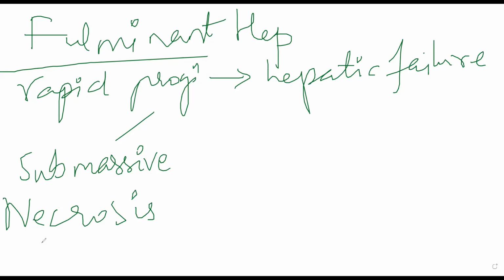Submassive necrosis occurs over a period of around 3 months. So within 3 months, if you are not able to control the patient's condition, the patient is likely to die. Okay. And of course, it is less rapid when compared to massive necrosis, but it is still relatively rapid. In 3 months your condition becomes so bad that the patient is on the verge of death.